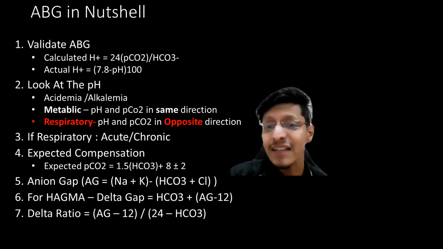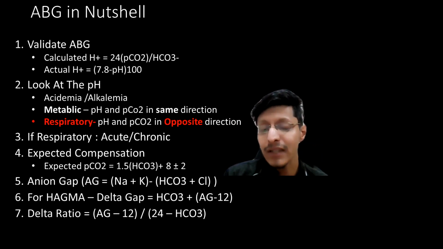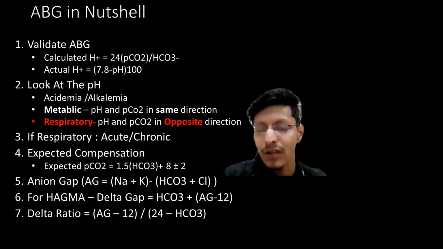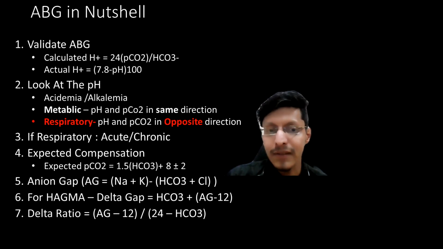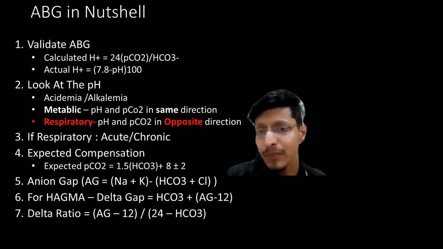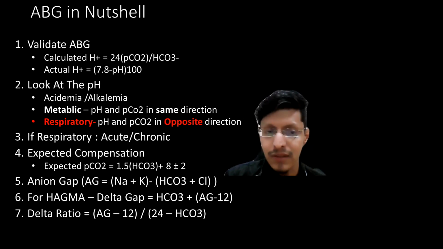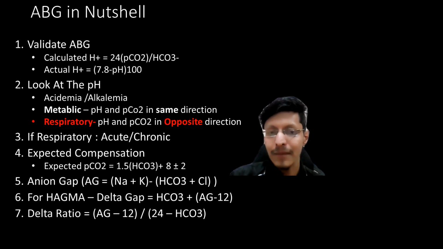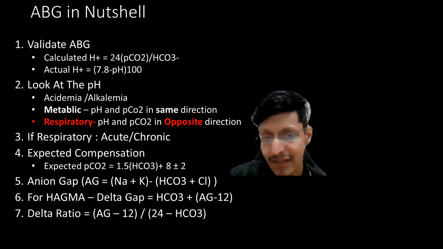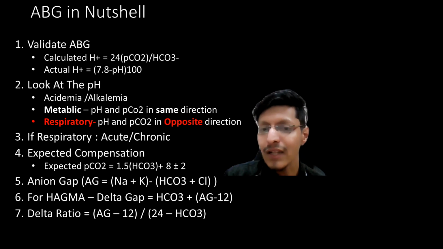Now you have to calculate the expected compensation from the expected PCO2. Simply, you have to add 15 to the bicarbonate value, or you can apply the formula of 1.5 into bicarbonate plus 8 plus minus 2. Then you have to calculate the anion gap, that is sodium and potassium minus bicarbonate plus chloride. Once you see that your anion gap is high, then for high anion gap metabolic acidosis, you have to calculate the delta gap.